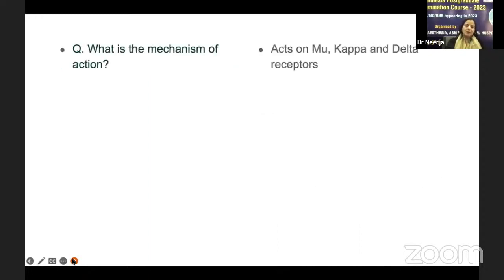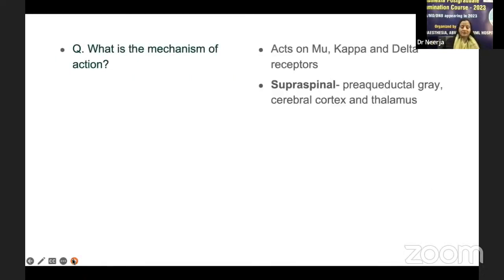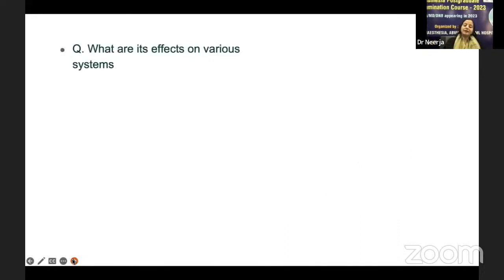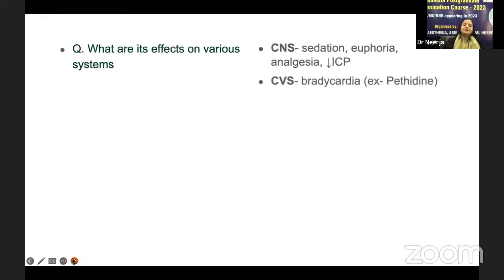Then, how is it that they act? As the action is on the receptors, by virtue of acting on these receptors, their effect is seen, which is supraspinal and spinal, and their main effect is by causing sedation and analgesia. That is the main thing that they cause. Other than that, they also cause euphoria and decrease in ICP. As far as CVS is concerned, bradycardia is the most important thing that they cause.